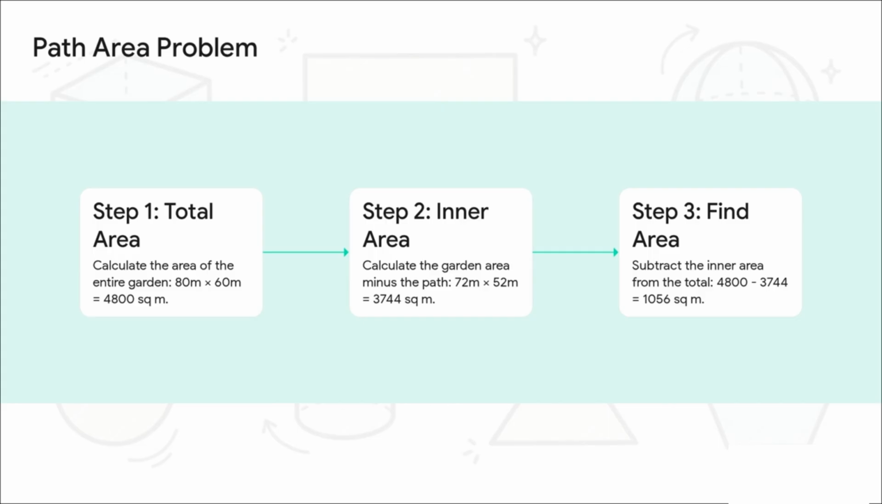Well, the logic is actually pretty straightforward. First, you get the area of the whole garden, 80 times 60, which is 4,800. Easy enough. Next, you find the area of the garden without the path. Since the path is 4 meters wide on all sides, the inner part is 72 by 52, giving an area of 3,744. So the final step? Just subtract the small area from the big one, and you're left with the area of the path, 1,056 square meters.